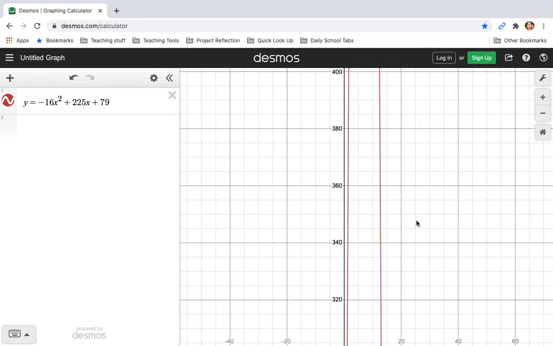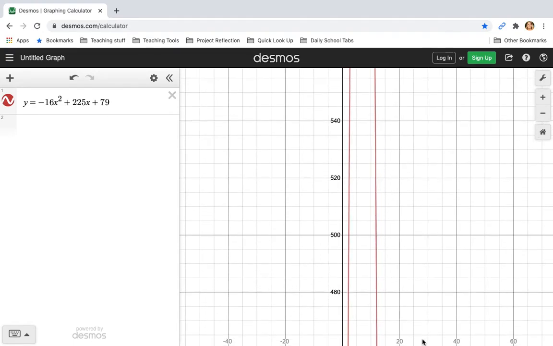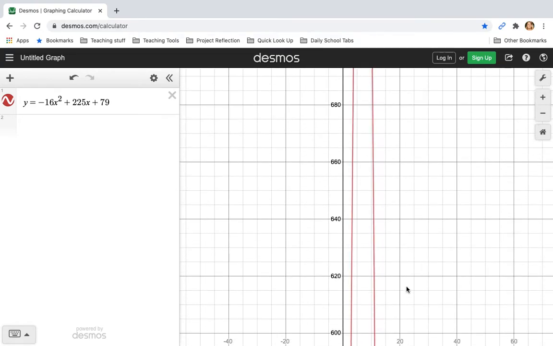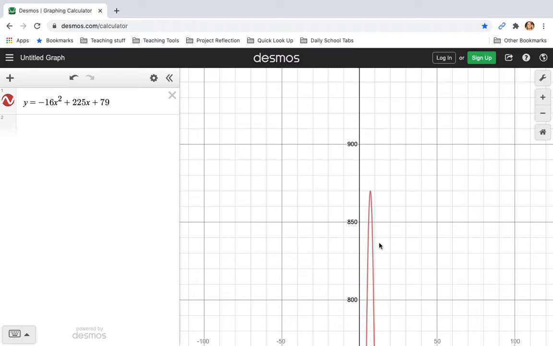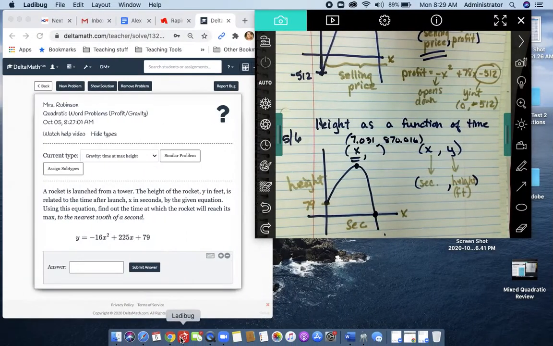So how high is this rocket going? Pretty high. So we're just going to keep dragging. Starting to get skinnier, which means we're reaching that max point. We can zoom a little more if we wanted to. And I'm just going to click right here at the top and hover over it. And what do we see? We see that the max point is 7.031 and 870.016. So you got to keep in mind again, what are they asking for?